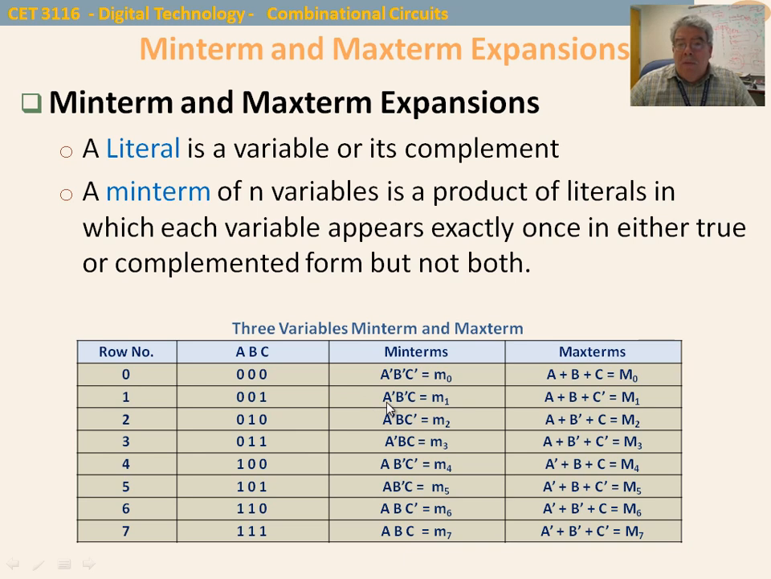0, 0, 1, it will be A naught, B naught, and C. Why? Well, because if you plug this value of the input variables in here, you're going to see that a 0 into the A naught will give you what? Give you 1. The 0 into the B naught gives you 1. And the 1 into C will give a 1. So our term will be a 1, 1, 1, 1.